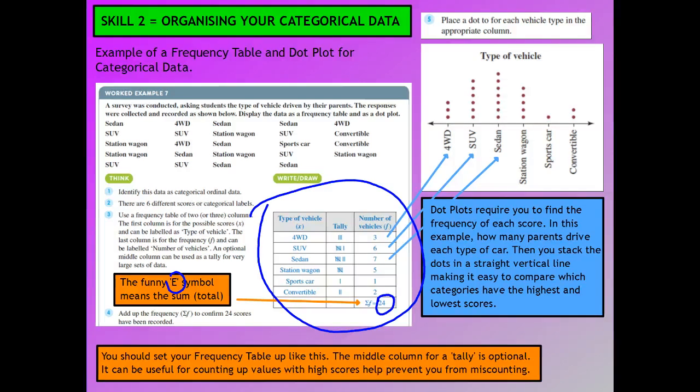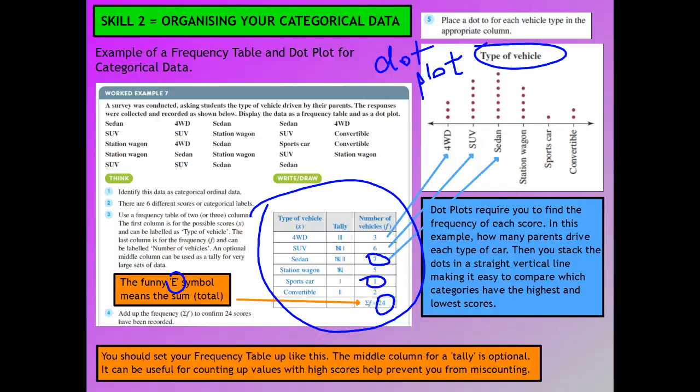Some important things that we can see from this frequency table. Obviously, sedan is the most popular. It has a frequency of 7, and the least popular type of car is a sports car. Only one person had a sports car. That might be fair enough. If you've got a few brothers and sisters, you might not all fit in a sports car. So that wouldn't be very practical.